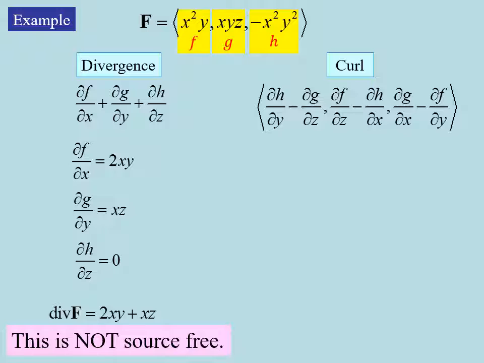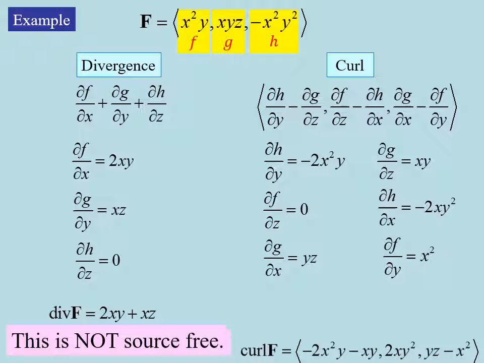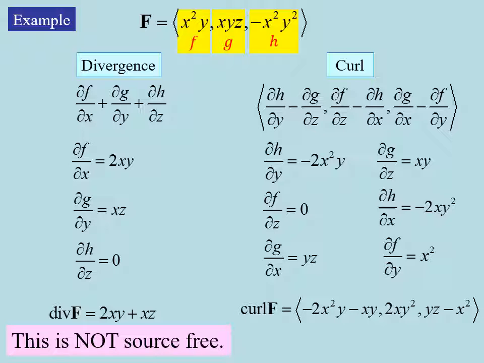So let's measure the curl of this vector field. Here's the partial of h with respect to y. We're going through the formula. We'll do g with respect to z. We'll do f with respect to z. We'll do h with respect to x. You get the idea. We're just going through the formula. And then we put all those together. Notice that we do not come out with the 0 vector. Therefore, this is not a conservative vector field.